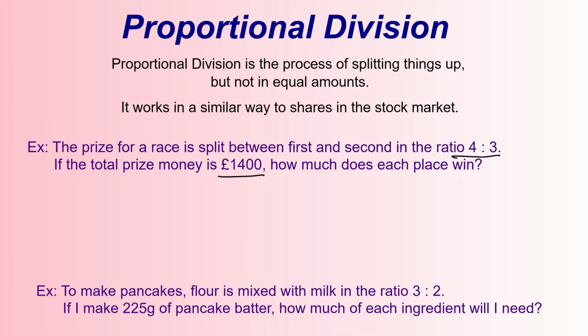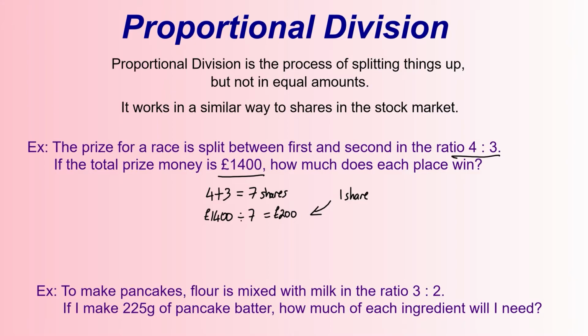What we're basically told here is that we've got 4 plus 3 shares in total. Okay, so we get 7 shares. So we've got to take the £1,400 and split it 7 ways. Okay, and that would give you £200. Now that is basically 1 share. All right, so for 1 share you would get £200.